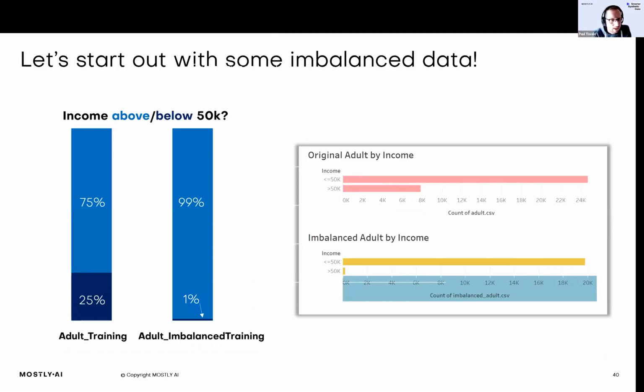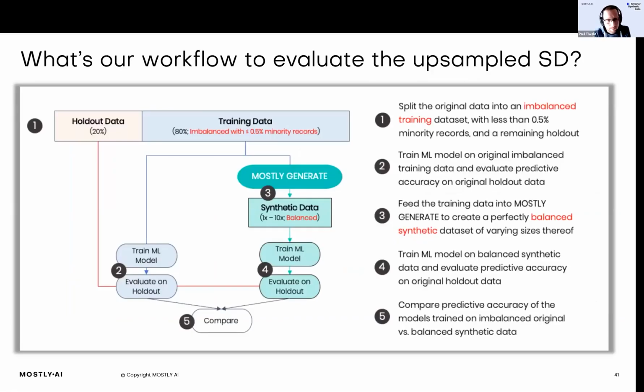We actually have our imbalanced data set. Oh yes, sorry. In order to simulate such a thing, we artificially imbalanced the adult training data set. So the original adult training data set has a mix of 75% low income and 25% high income. And we artificially imbalanced this data set to a distribution of 99% high income and only 1% low income. And if you plot this in Tableau, that's how the distribution actually looks. So a really strong imbalance introduced.